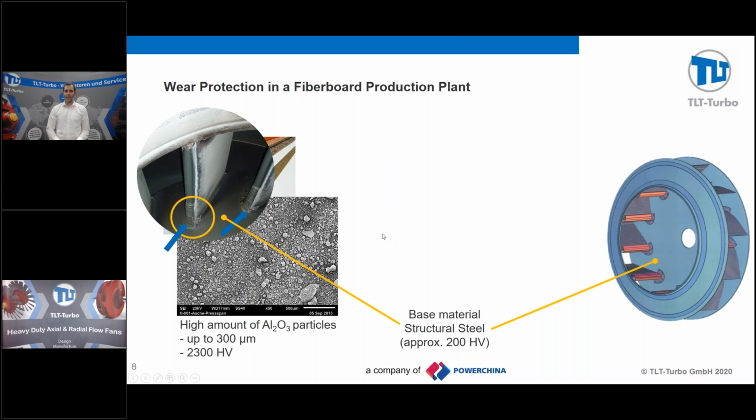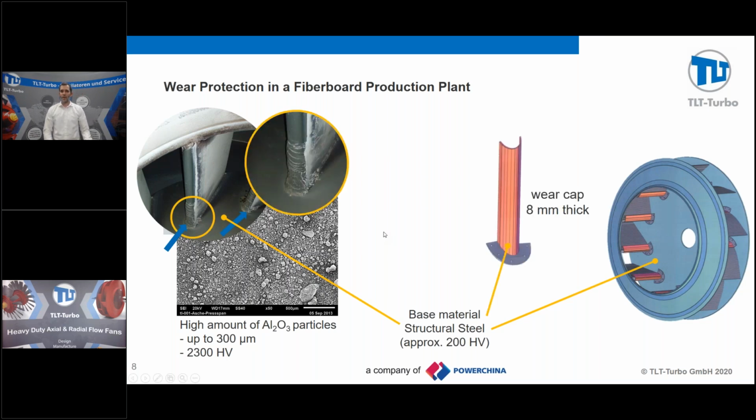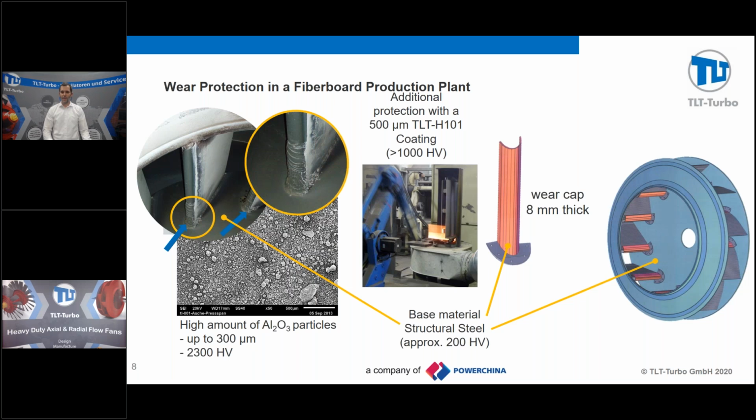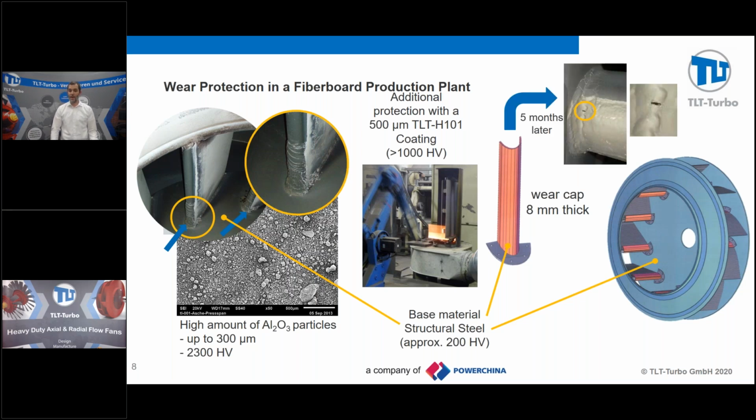So what we did there was simply to apply some wear caps, so to produce a cap which could be mounted to the fan by some screws to the backing plate. And this wear cap was once again protected, not only the base material, but with an additional layer of a thermal spray coating, which is called TLT-H101, and it's a chemical composition which is developed by TLT-Turbo and some sub-suppliers, and they have a very high hardness. So this cap could protect the fan very well.